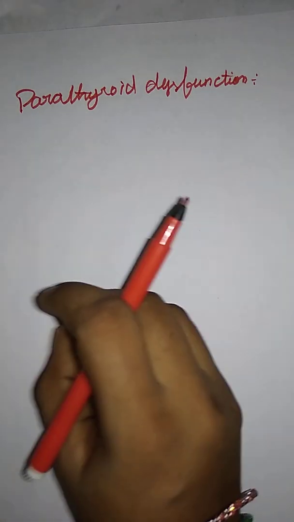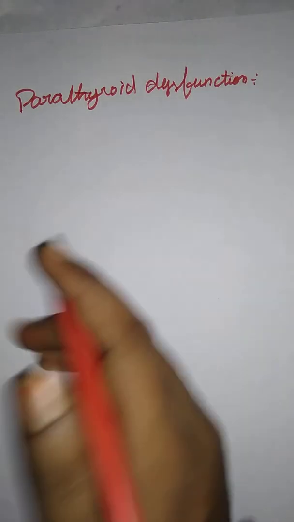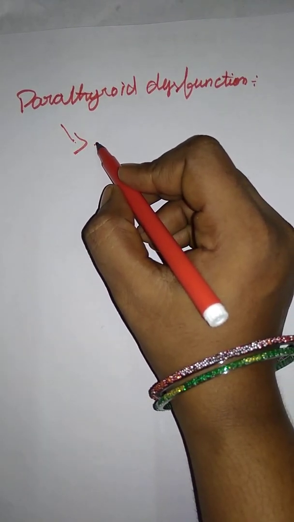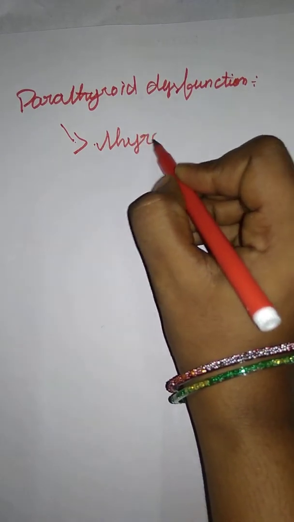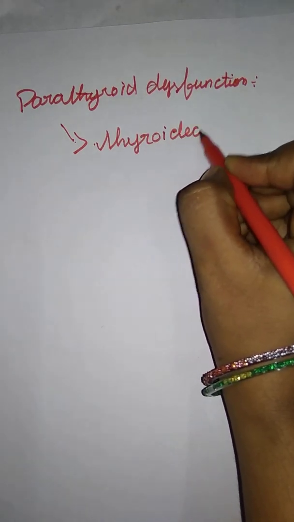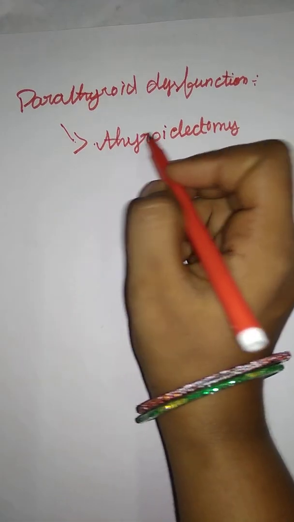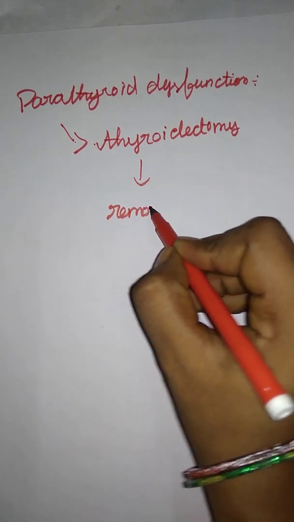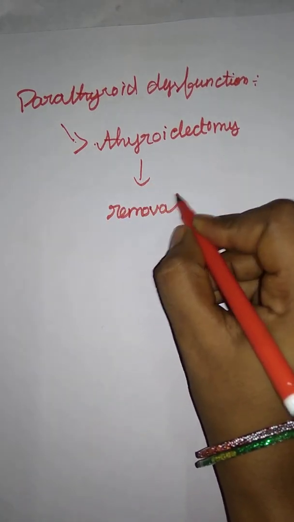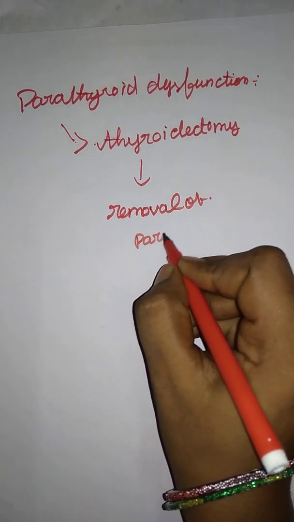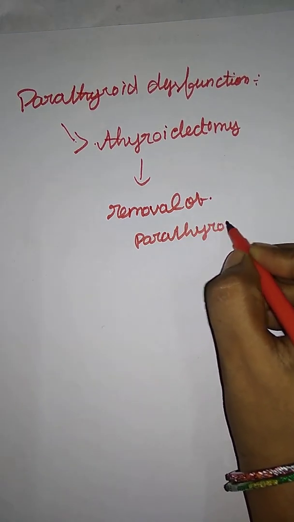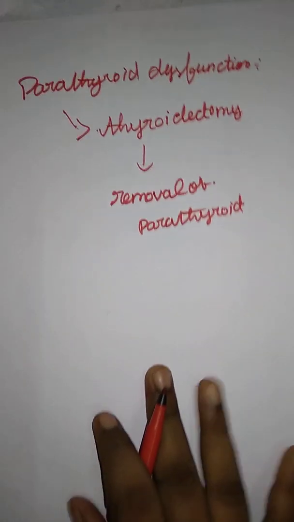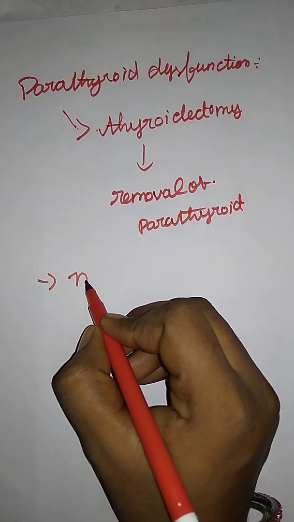If the parathormone is not working properly, or if the parathyroid gland is removed during an operation, that is the thyroidectomy, which means an operation to remove the thyroid gland. That is, removal of the parathyroid gland. Here it causes a decreased secretion of parathormone. The first symptom is muscle spasms.